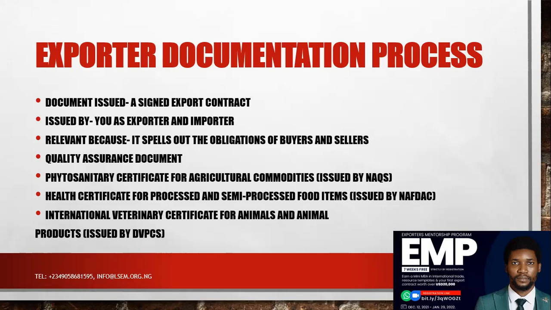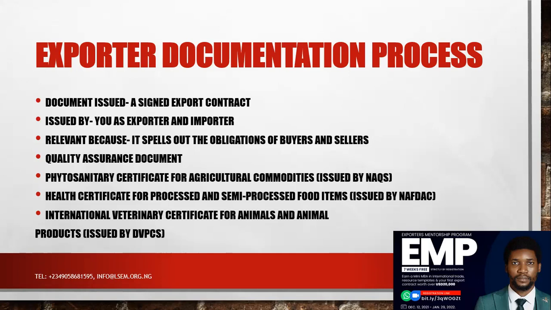You have to get a veterinary certificate showing that the meat has been tested, it has been looked into, and it's good for human consumption, doesn't contain any bacteria that will affect them over there. Same thing for phytosanitary, for all the agricultural commodities or products that you have in that same container. Then you also have a health certificate for processed and semi-processed food items.